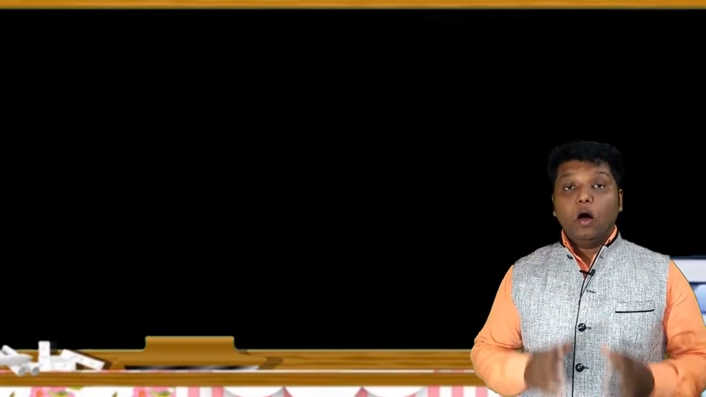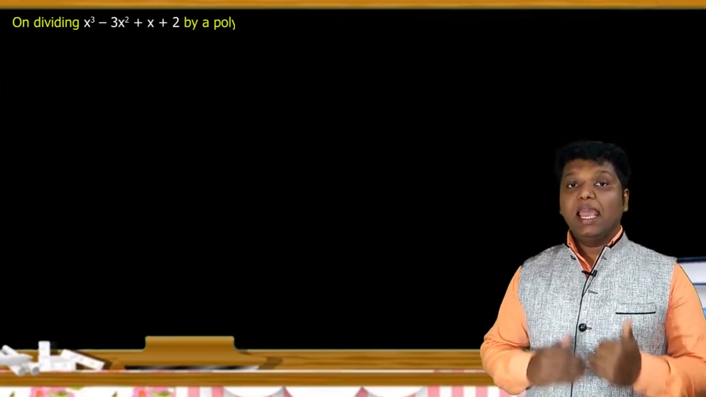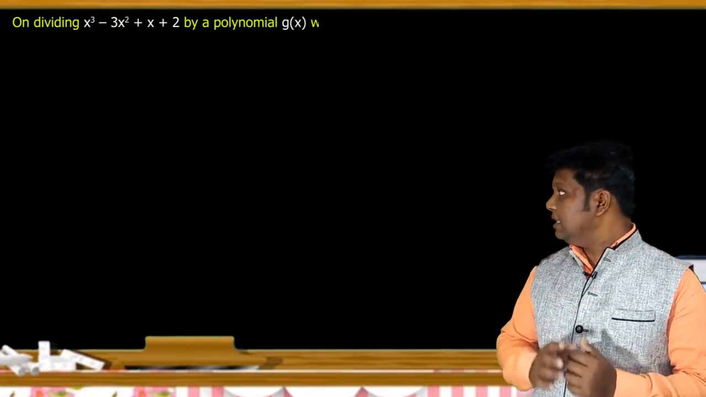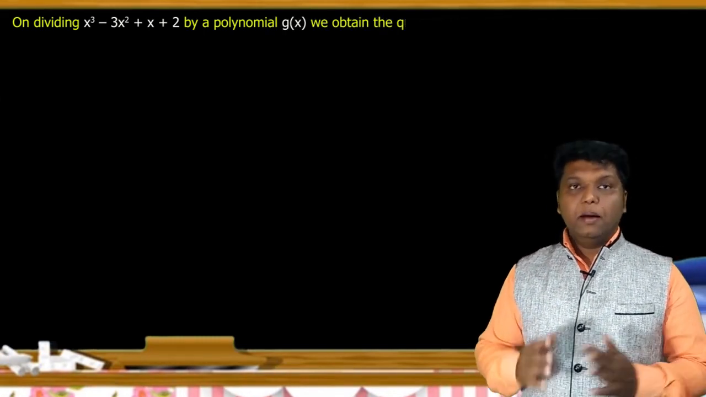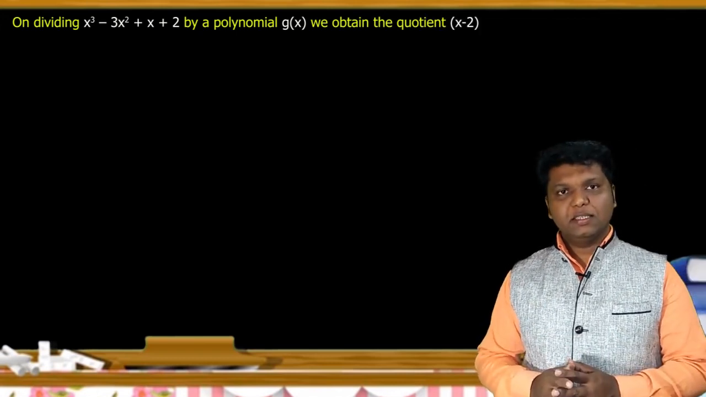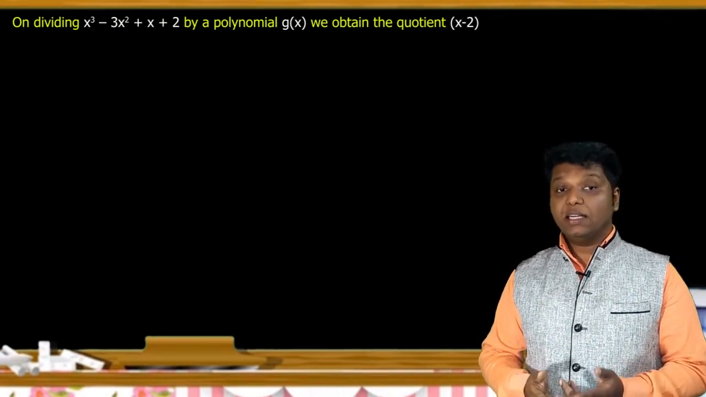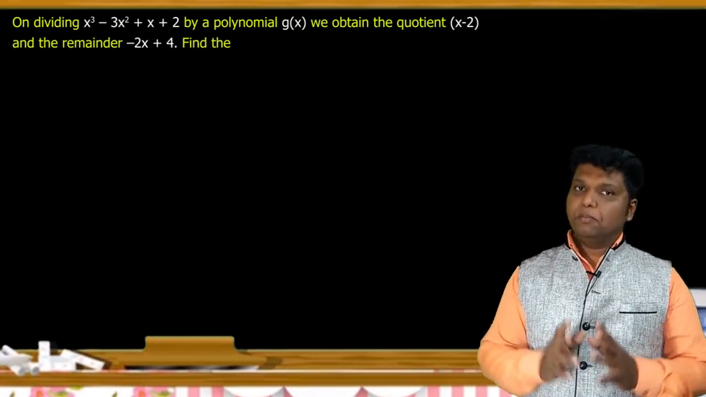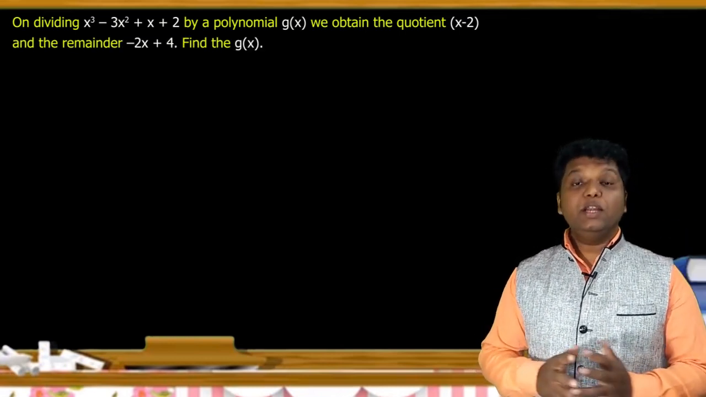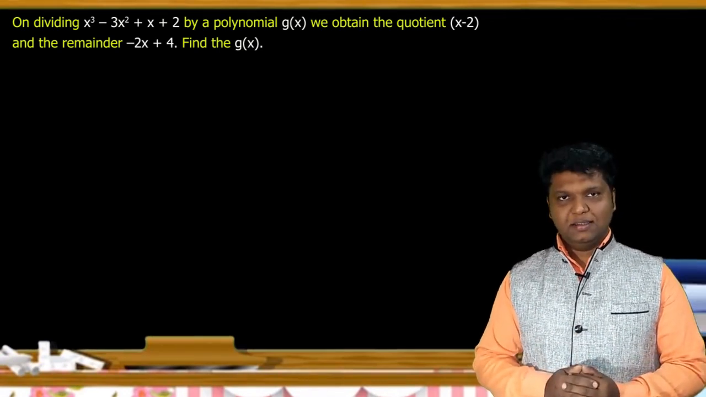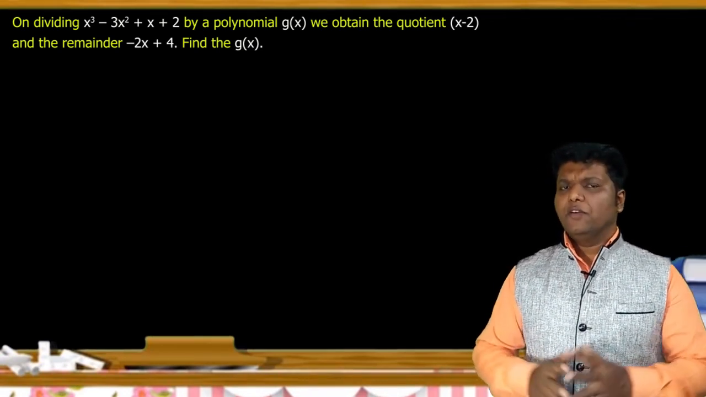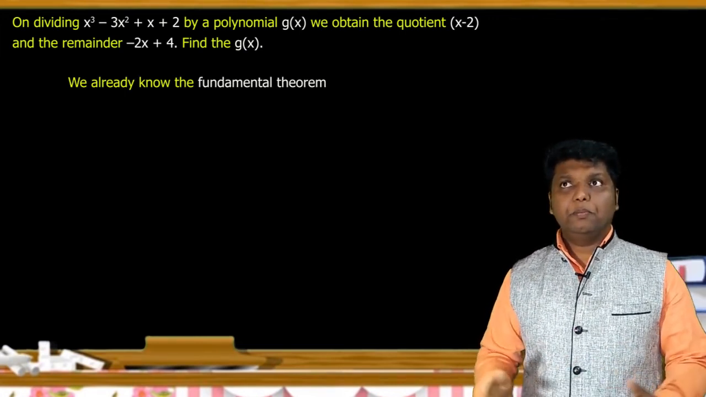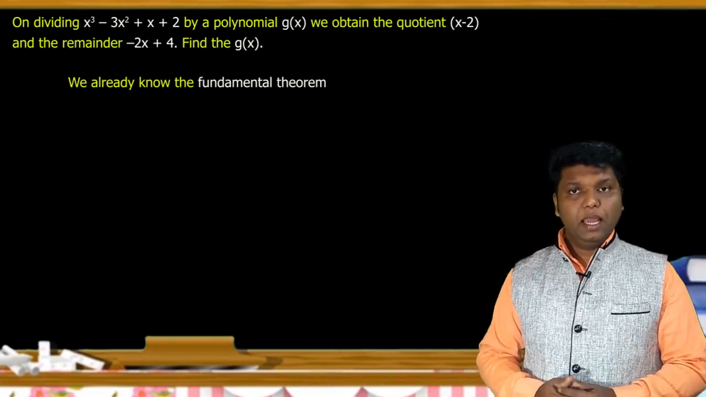Next question. On dividing a polynomial x cube minus 3x square plus 3x minus 2 by another polynomial g of x, we obtain the quotient x minus 2 and the remainder minus 2x plus 4. So here you have to find the g of x. So how to find the g of x? We already know the fundamental theorem, right? In the initial, introductory part, I told you about this theorem.